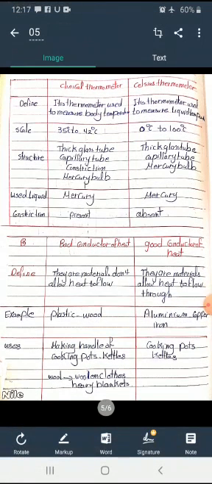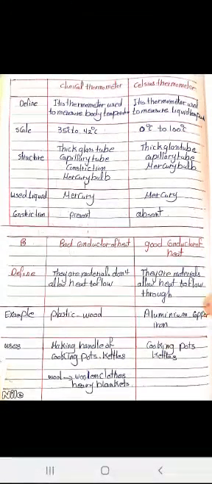Number 3, comparison between bad conductor of heat and good conductor of heat. Bad conductor of heat, they are a material don't allow heat to flow through, while good, they are a material which allow heat to flow through. Example of bad conductor of heat: plastic and wood, while the example of good: aluminum, copper, and iron.